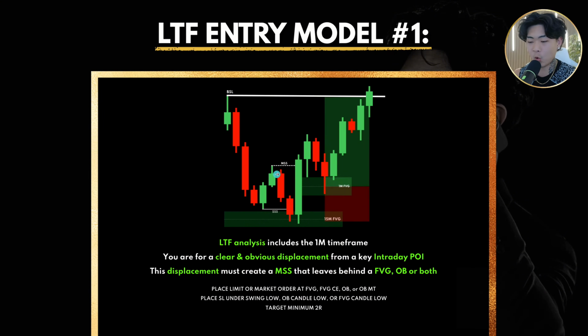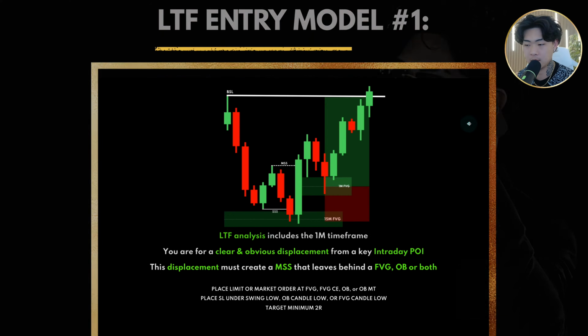You're looking for, 1, the sweep of that 15-minute fair value gap or intraday point of interest. You're looking for the shift in market structure that leaves behind a fair value gap, or order block, or both. And then you're looking for at least a 2R target to the next intraday draw on liquidity. And at that point, you have yourself the entry model number 1.